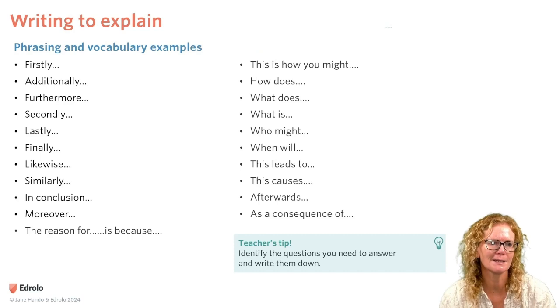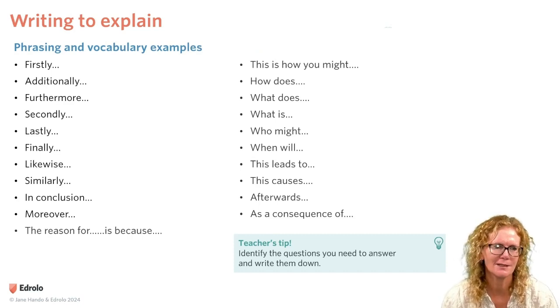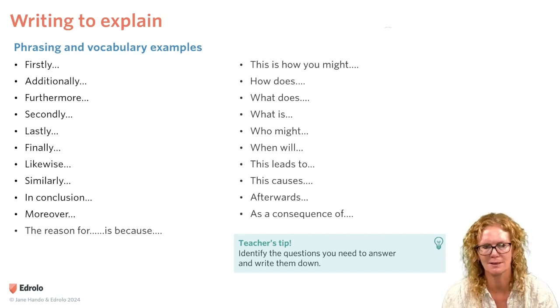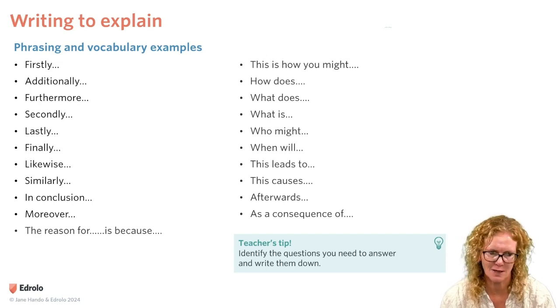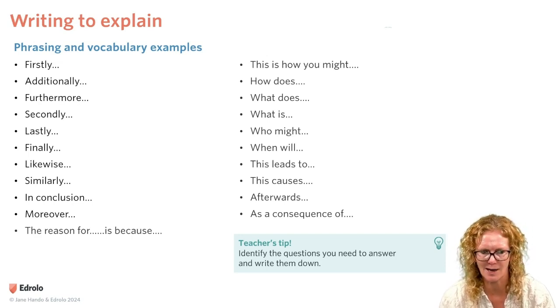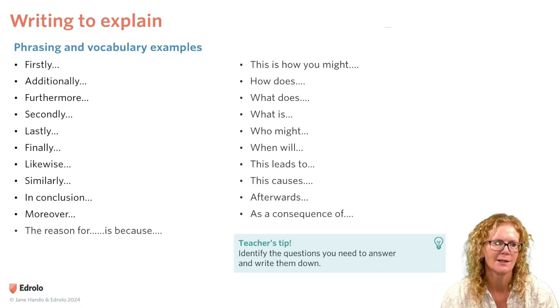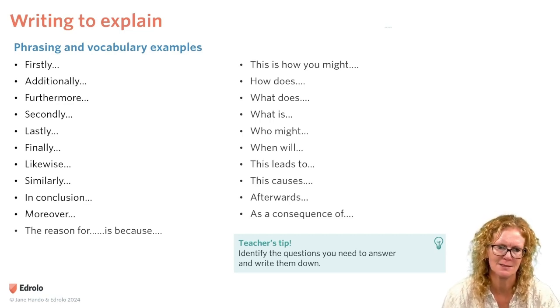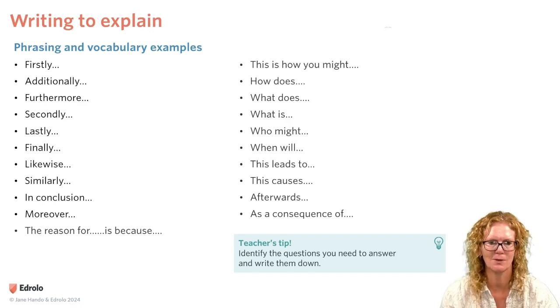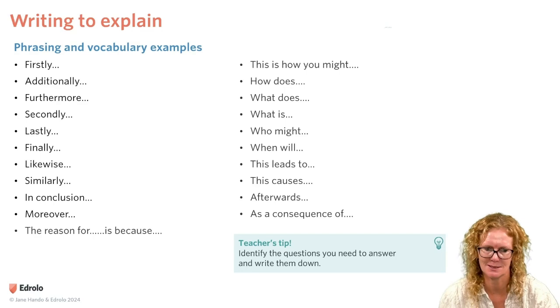So writing to explain, some phrasing and vocabulary examples. You can see these are examples of what we've just listed previously. So firstly, additionally, furthermore. Secondly, lastly, finally, likewise. You always know where you are in terms of an explanatory piece of writing. Likewise, similarly, in conclusion, moreover, the reason for is because, this is how you might, how does, what is, who might, when will, this leads to, this causes, afterwards, as a consequence of. So hopefully they're useful to you if you want to write an explanatory piece of writing.